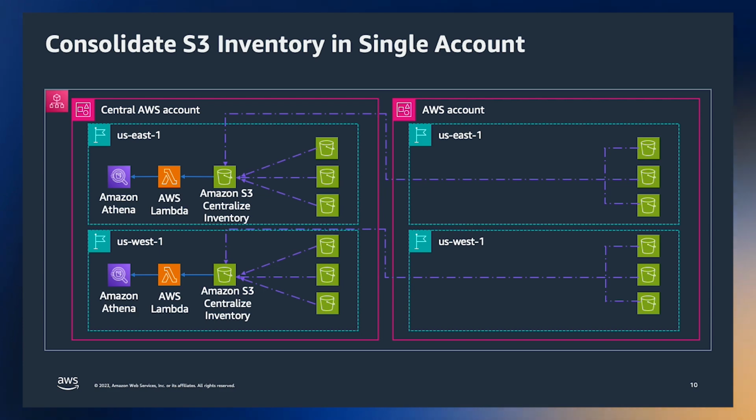It adds two partitions to the Athena table: bucket name, and date, which is the date of the inventory report. So if you want to analyze objects from a specific bucket and from a specific inventory report, you can filter them using bucket name and date. This helps in reducing the cost of running Athena queries and optimizes your query performance.